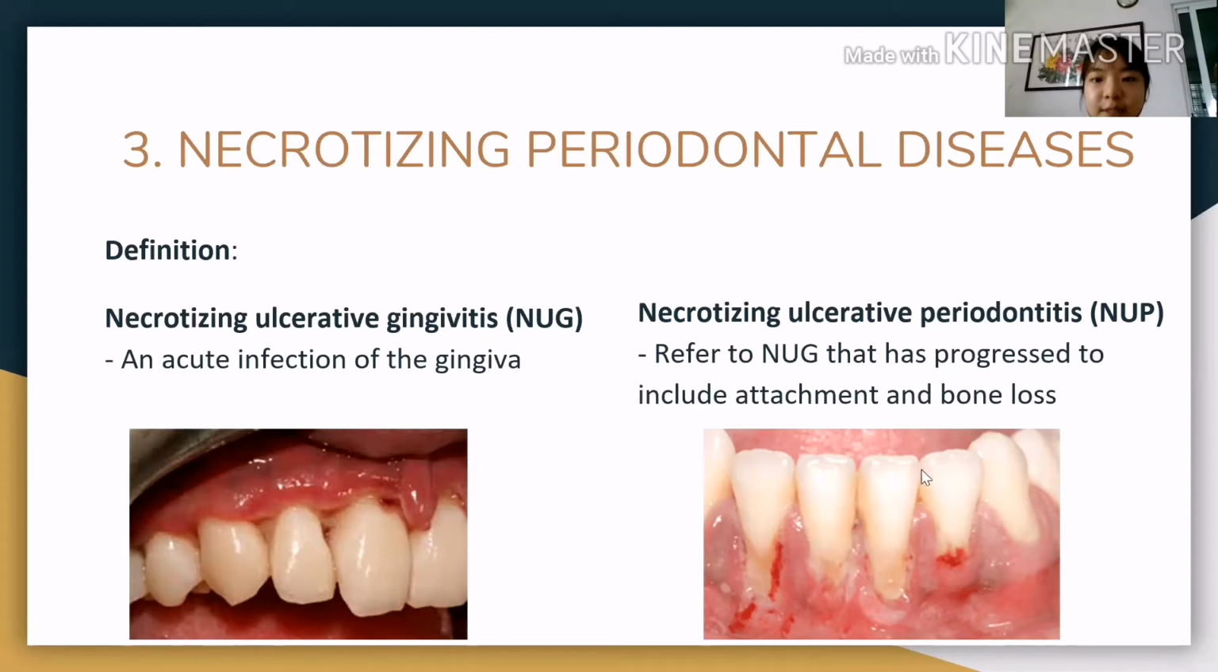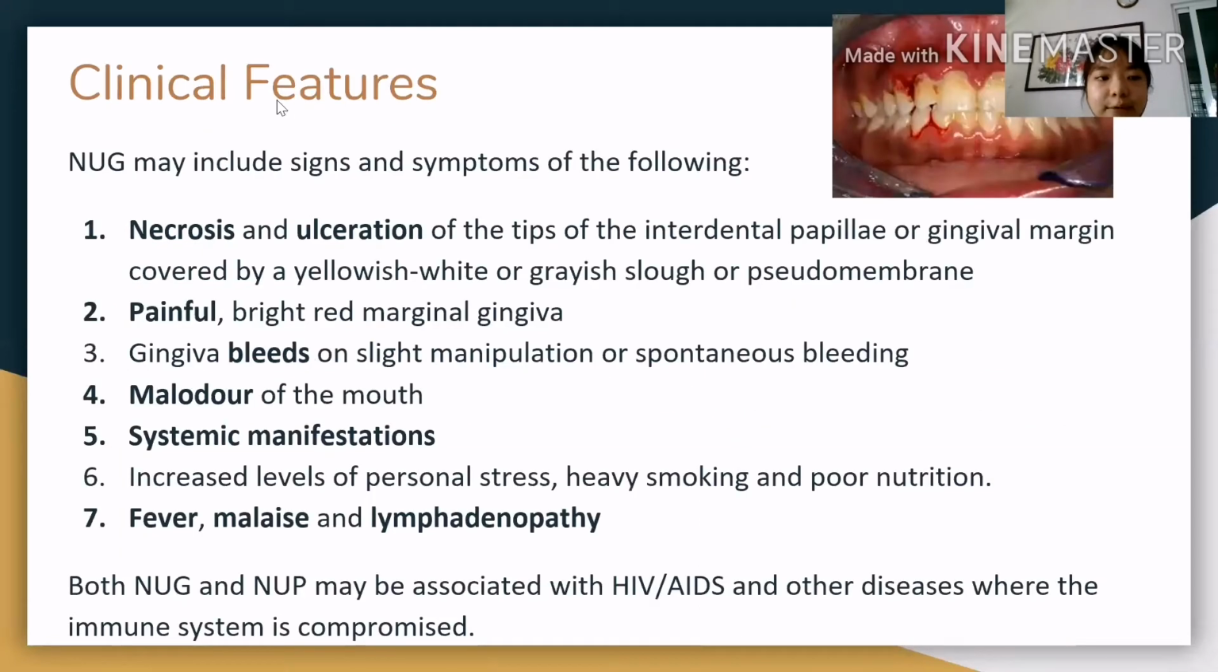The infection involves the gingiva, periodontal ligament, and alveolar bone, as well as leading to attachment and bone loss. Unlike other periodontal disease, it presents substantial necrosis of gingival tissues and destruction of periodontal ligament and alveolar bone. Moving on to clinical features of necrotizing ulcerative gingivitis, 3 signs and symptoms must be present to diagnose this condition.